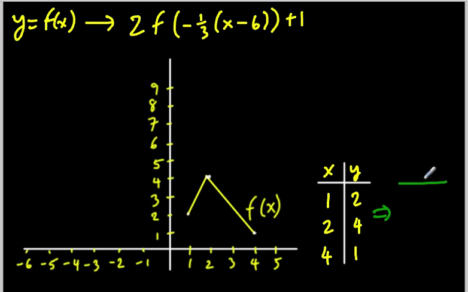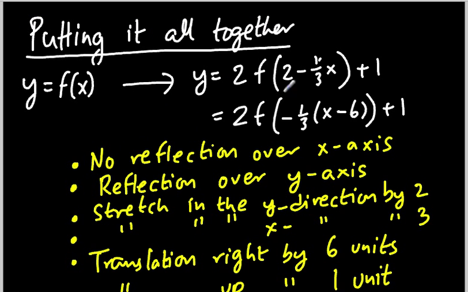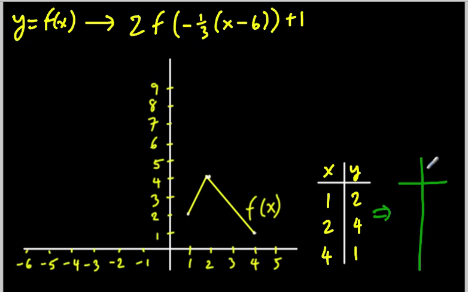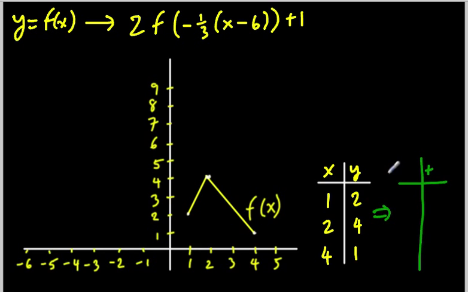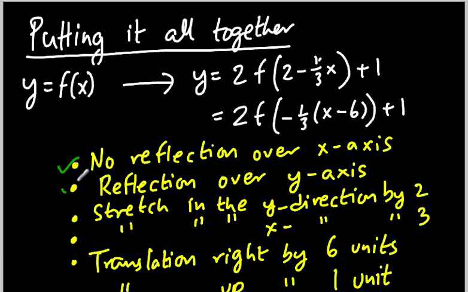So let's start step by step. Let's go through the previous one, and this is the exact same function, by the way. There's no reflection over the x-axis, and remember, that affects the y's. So our y's will remain positive. I'm just going to write positive over there. So we've taken care of that. There's a reflection over the y-axis, which means it affects the x values. So there's definitely going to be a negative right there. So we've taken care of that.